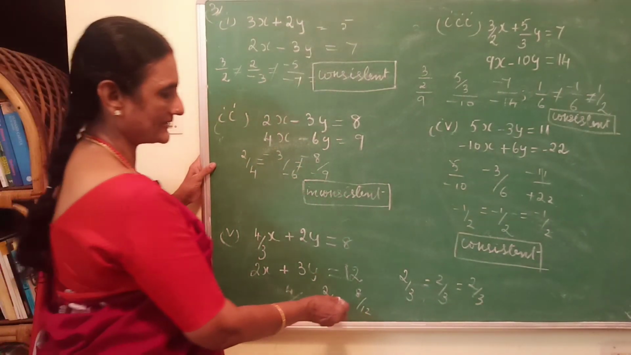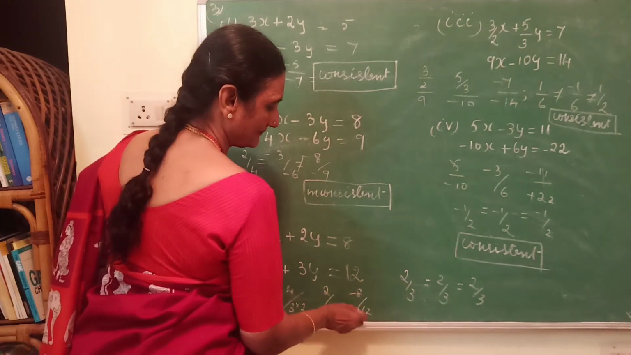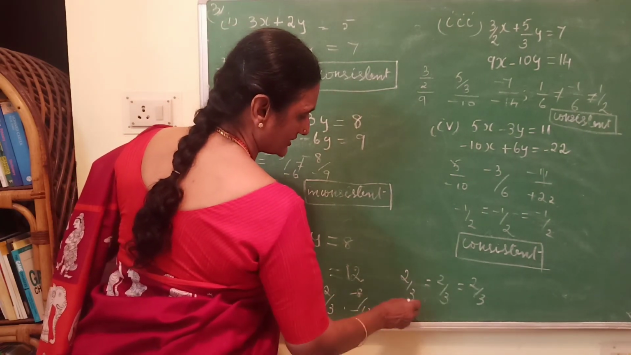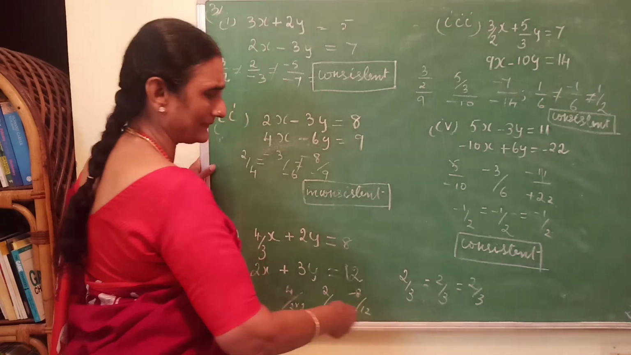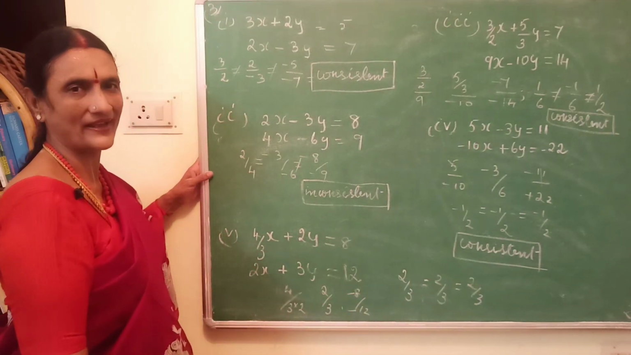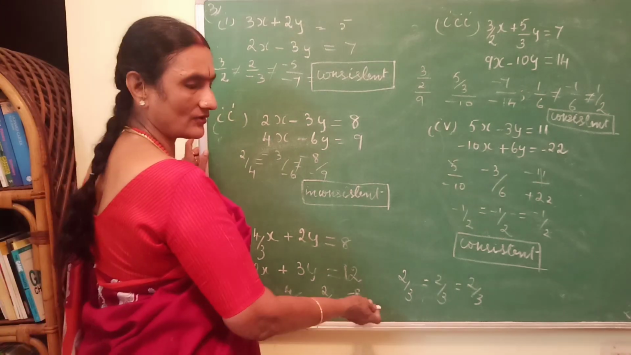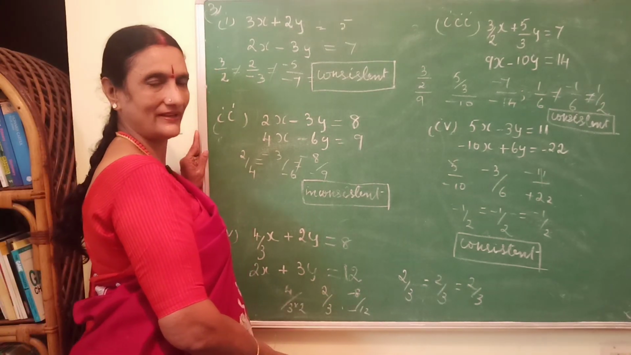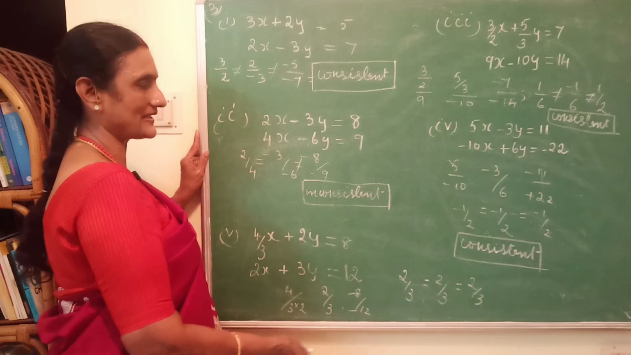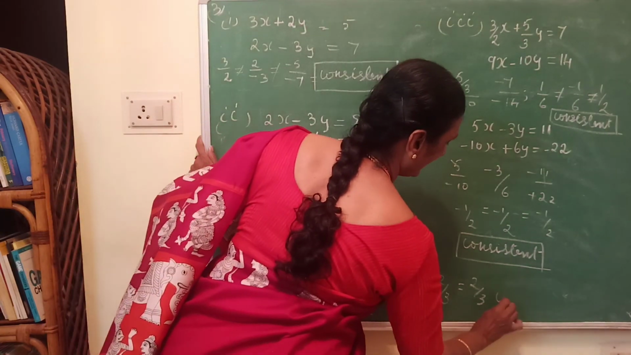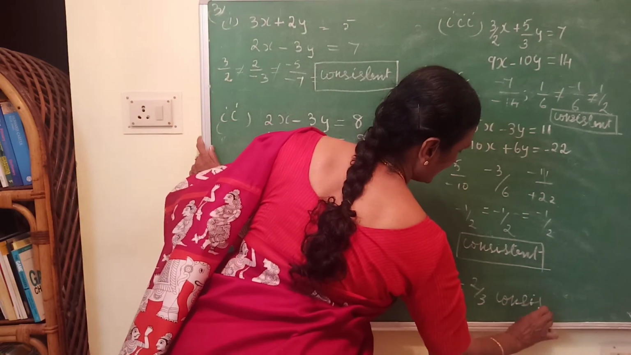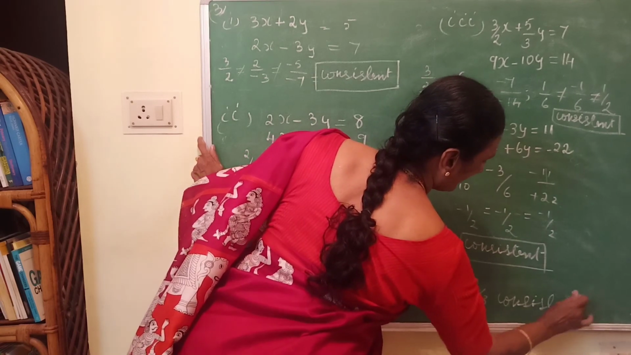So, just because they are same, there are many solutions, that is infinite solutions, because the lines are coincident. If they are coincident, what happens? We get the equations to be consistent. So, we are concluding that they are consistent. This is how you have to finish the sum.